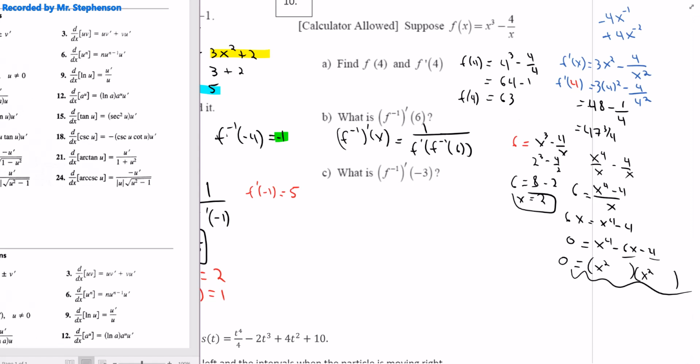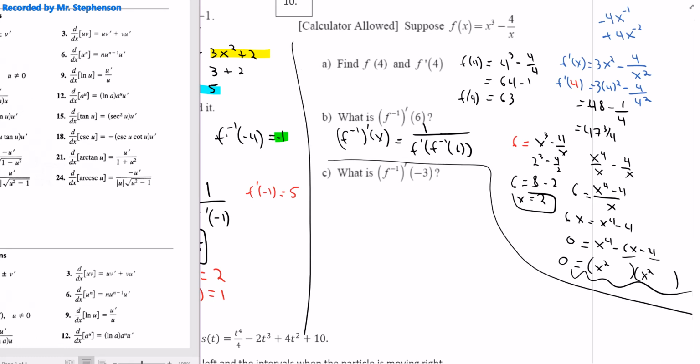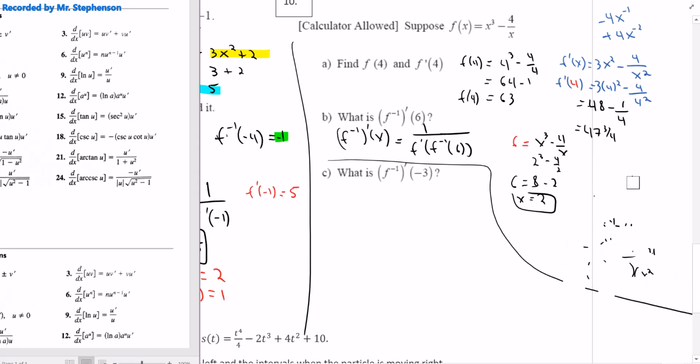F prime of 2, I'm going to plug in 2 to my f prime. And let's do that over here. Let me just erase this work since it wasn't really necessary or helpful at this point. And let's find f prime of 2. F prime of 2 is 3 times 2 squared minus 4 over 2 squared, which that's going to be 4. That's going to be 12 minus 1, which is 11. So this here is going to turn into 1 over 11, right?